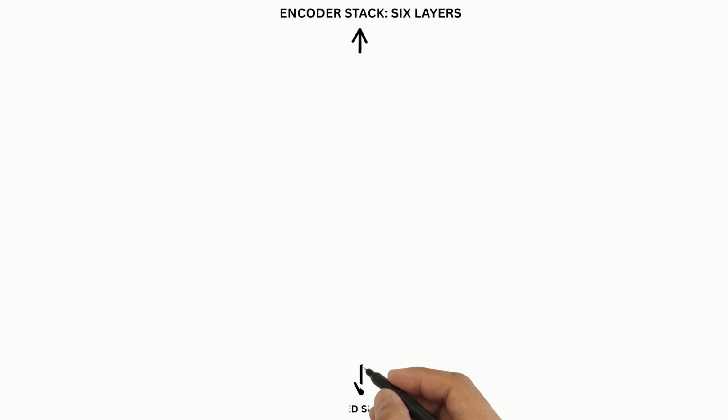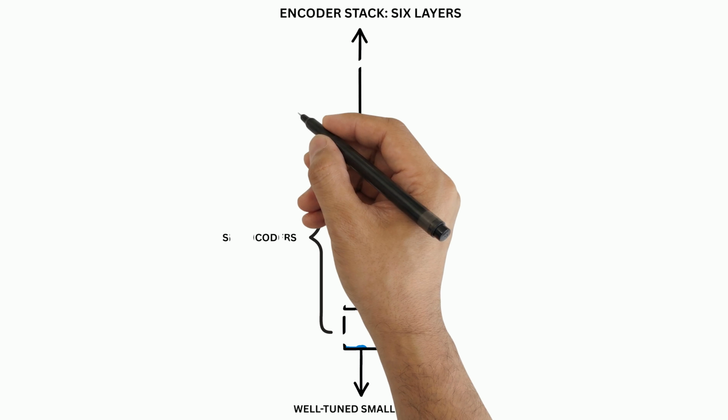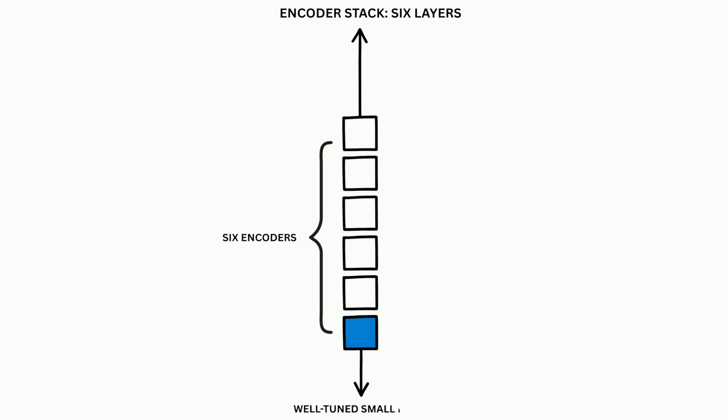The encoder isn't one block, it's a stack. The original transformer paper uses 6 identical encoders, one on top of another. Each encoder passes its output up to the next, refining that representation a little more at every level. All 6 share the exact same structure, like 6 copies of one blueprint, but each has its own separate set of learned weights, its own dials, tuned independently during training.